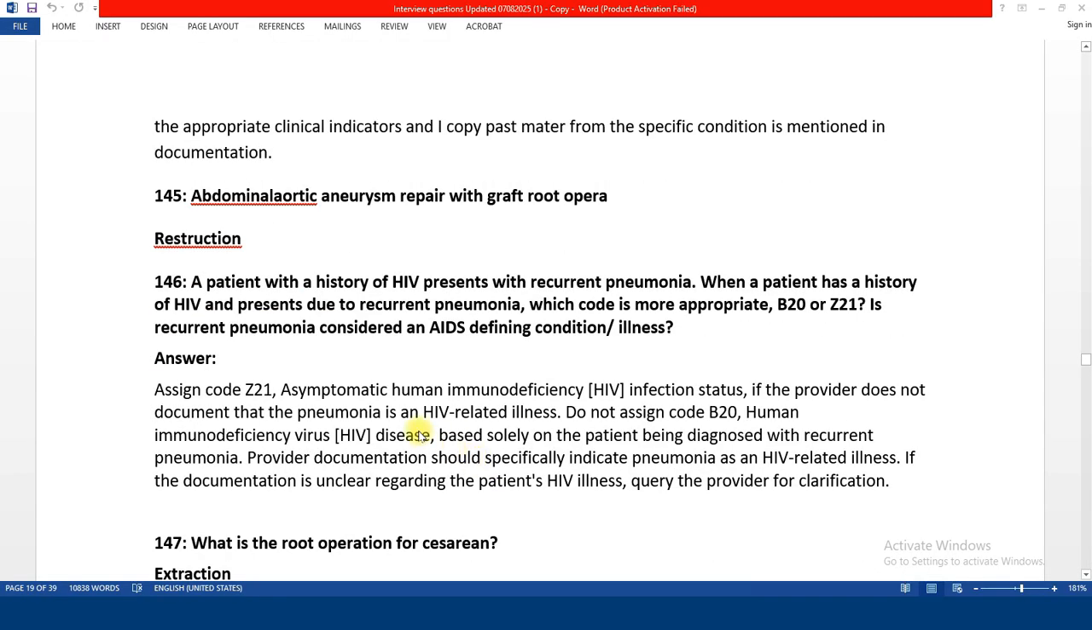Next one, a patient with history of HIV presents with recurrent pneumonia. When a patient has a history of HIV and presents with recurrent pneumonia, which code is more appropriate, B20 or Z21? Is recurrent pneumonia considered an AIDS-defining condition or illness? Basically, here the patient has HIV as well as recurrent pneumonia. How do we code this scenario? And also, can we use current diagnosis B20 or history Z21 for HIV?